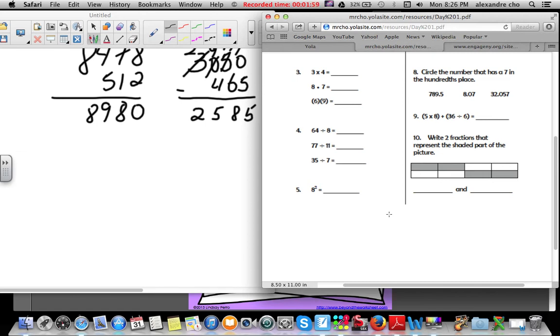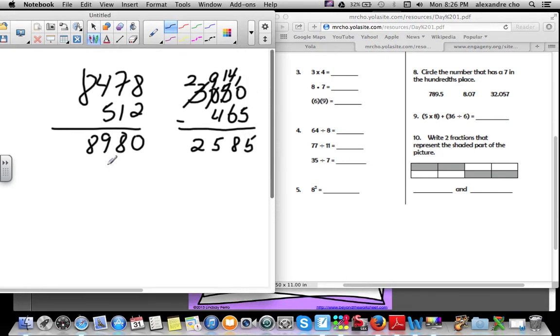Number 4. 64 divided by 8 is 8. 77 divided by 11 is 7. 35 divided by 7 is 5. And then number 5, 8 squared. Okay, and I'll write this down. 8 squared is repeated multiplication, which is 8 times 8, or 64.